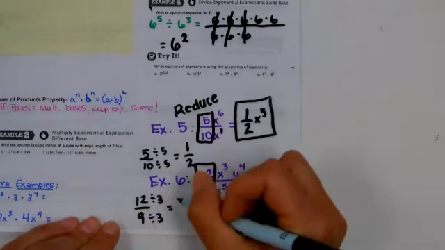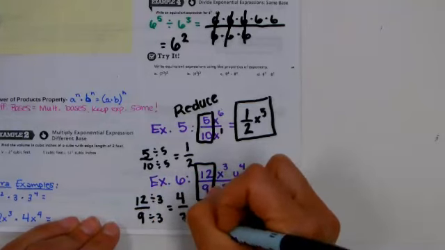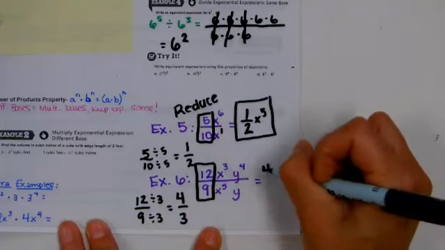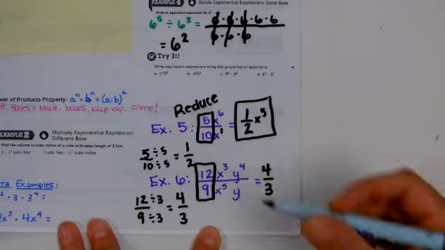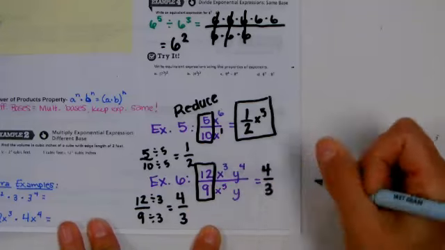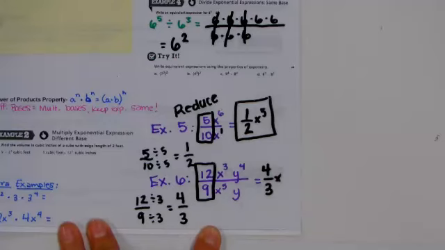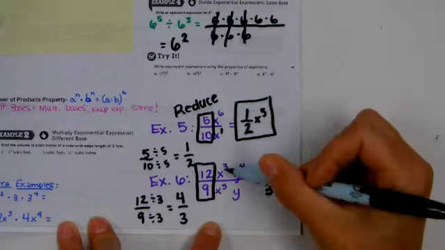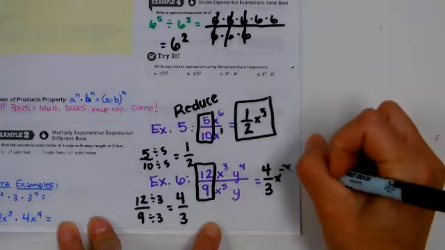12 divided by 3 gives me 4, and 9 divided by 3 gives me 3. So my first part is 4/3, and I'm going to leave it like that. Now, 3 minus 5 for my x's is going to give me a negative number. For now, we're going to leave it negative. In our next lessons, I will show you what to do with that negative exponent. Since we're doing top minus bottom here, 3 minus 5 is negative 2.